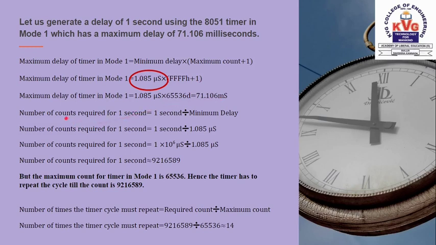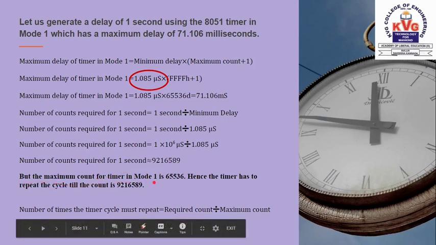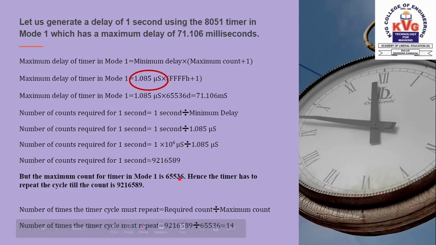Now what is the count required if we want a delay of 1 second? To calculate that, we have to divide 1 second by the minimum delay. Now we know that the minimum delay is 1.085 microseconds. So divide 1 second by the minimum delay, you get the number of counts, that is 921659. Okay, but the maximum count for the timer in mode 1 is only 65536.